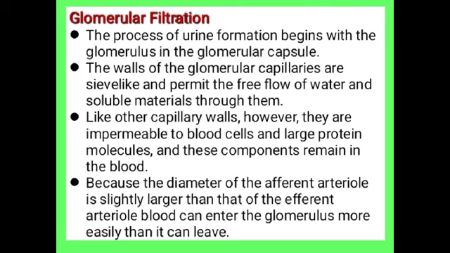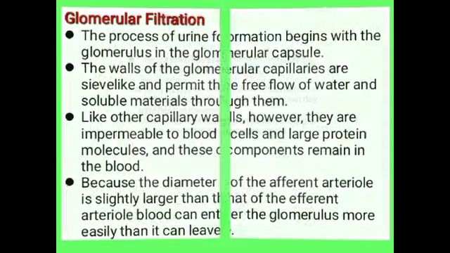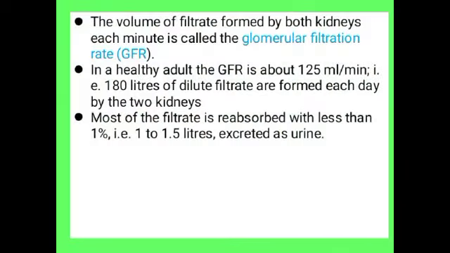Then the efferent end is the blood arteriole that carries blood from the glomerulus to the vesicular system. And after this happens, the volume of filtrate that is formed by each kidney, or both kidneys at the same time, is called the glomerular filtrate. Sometimes you'll be asked what is glomerular filtrate rate. It is just the amount of fluid that is formed by both kidneys in a given minute.